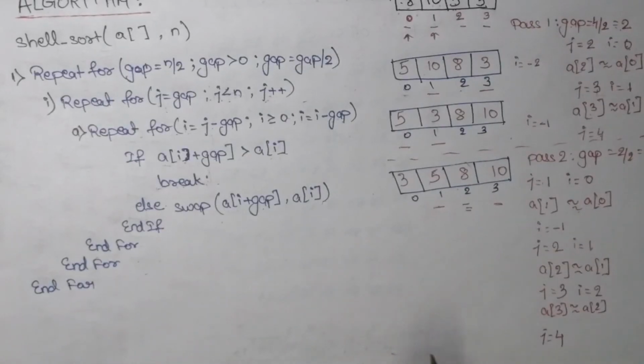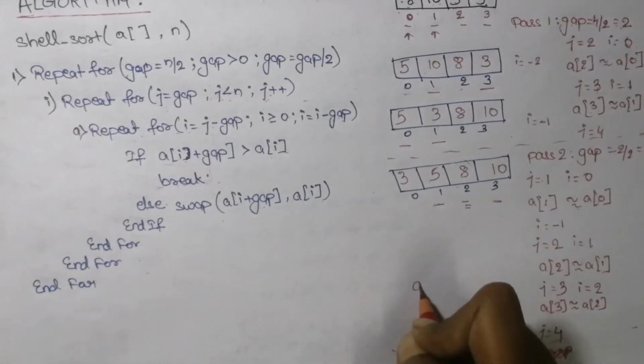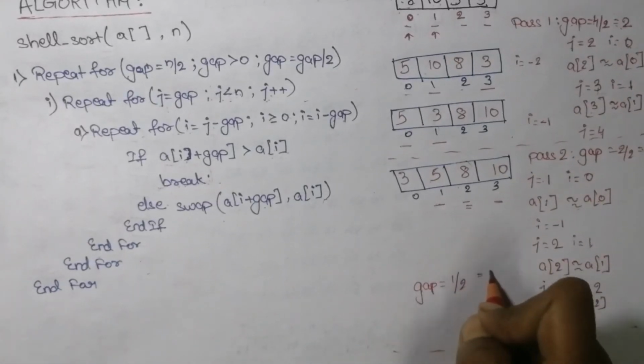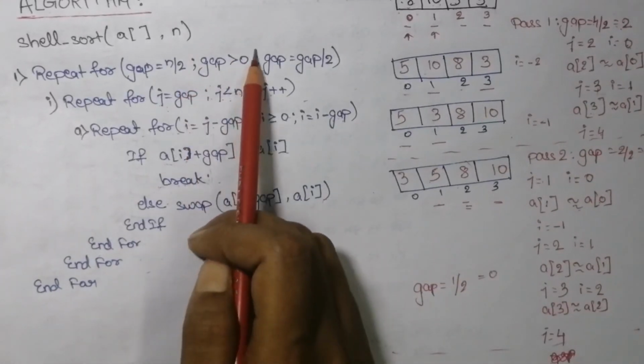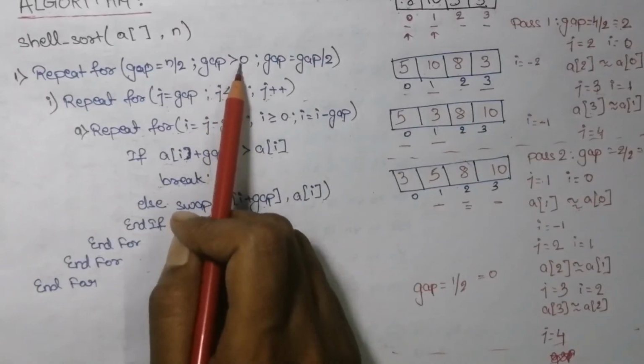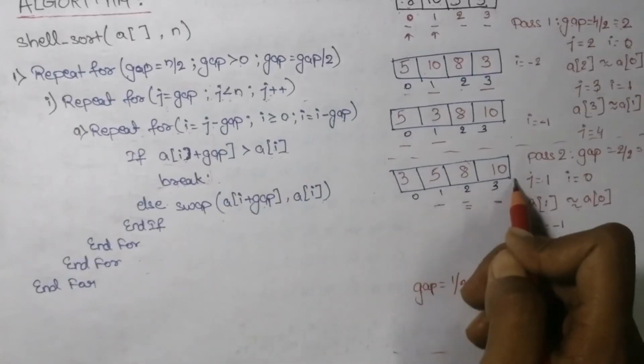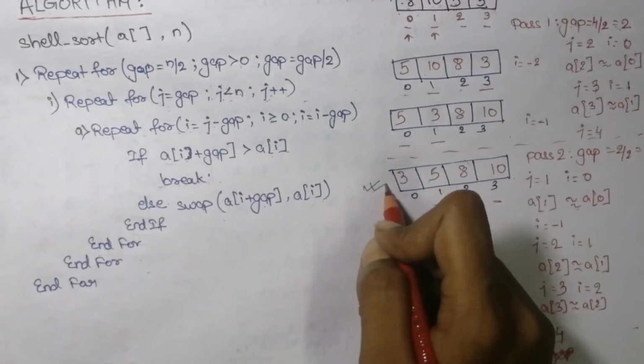So this was the end of pass 2, and now gap will be what? It will be 1 by 2 equals 0. But this condition is not satisfied as 0 is not greater than 0. So we will stop this sorting process, and this is the final sorted array that we have got using this shell sort program.